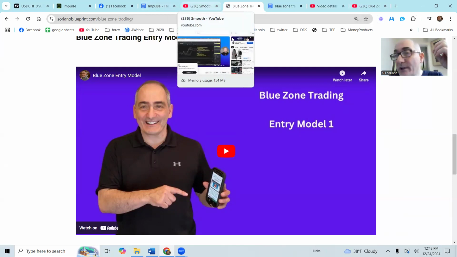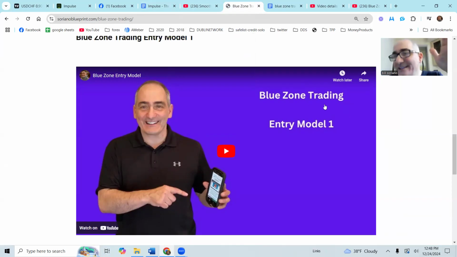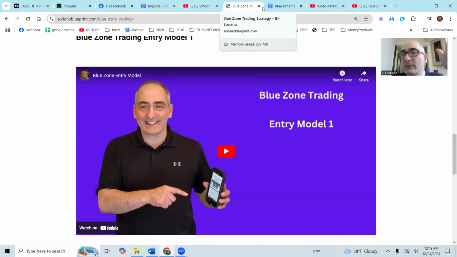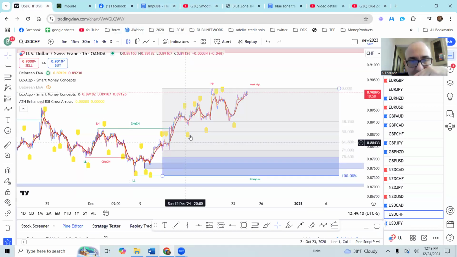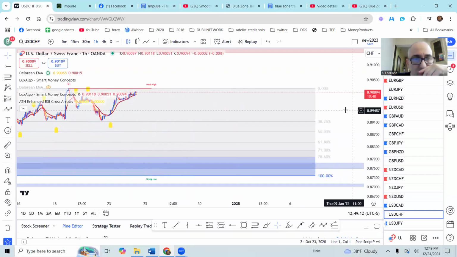The reason why I like the 1 hour is because you get fewer of these signals on the 1 hour than you do on the 1, the 5, or the 15, okay? So they're more valid. They win more often, okay? So in this case here, the signal goes off. Again, we're on the 1 hour chart.